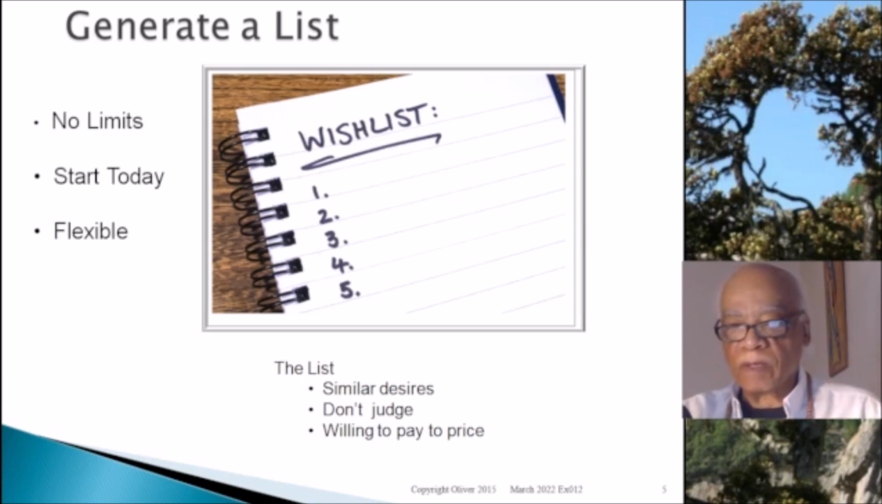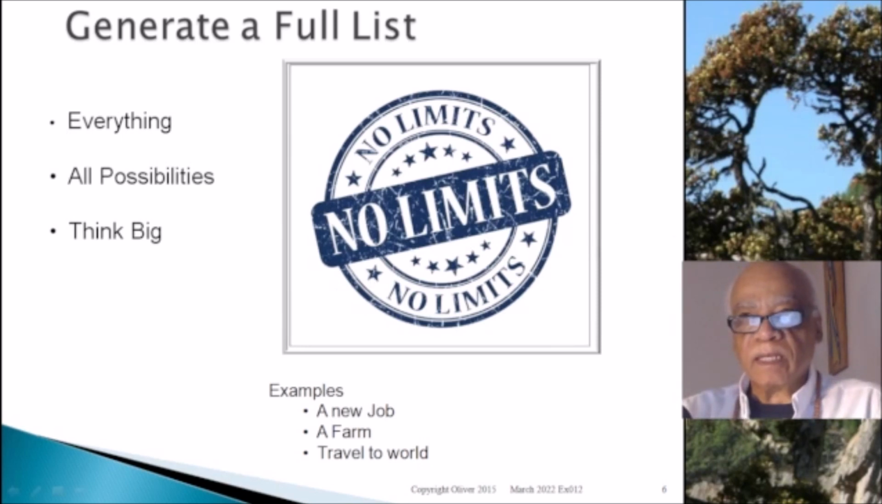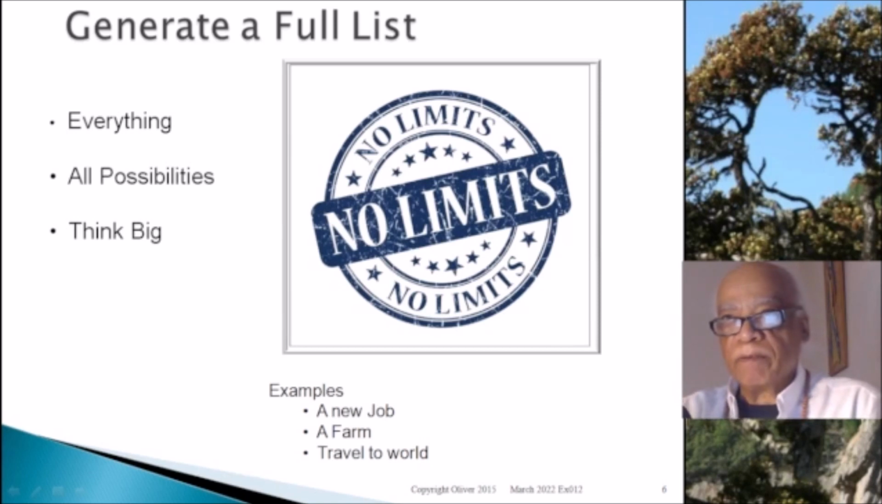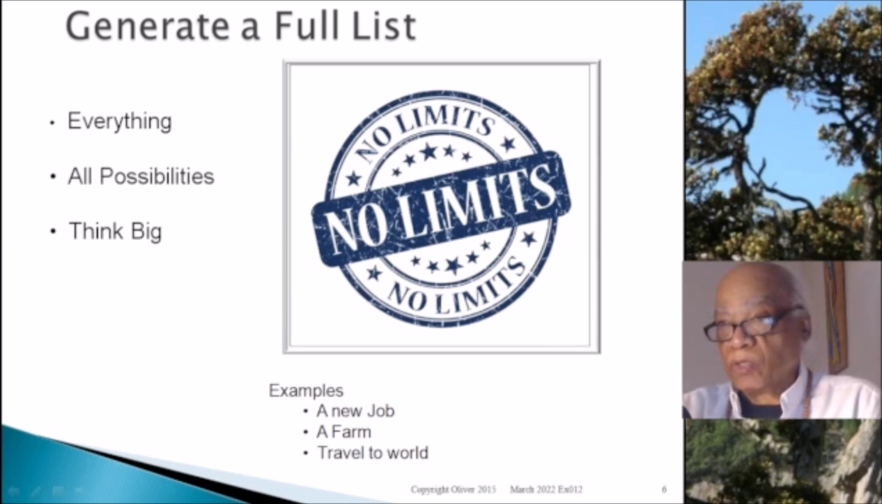Just be flexible. So generate the list and put everything that you can into it. Think of all the possibilities, think big, and don't be restricted by anything that someone else might say or some ideas you might have. It could be very specific things like wanting a new job or a particular type of job or in a particular type of industry. That's okay. What we'll be doing after we generate the list is clumping things together and resorting them so that it's a much more manageable thing.